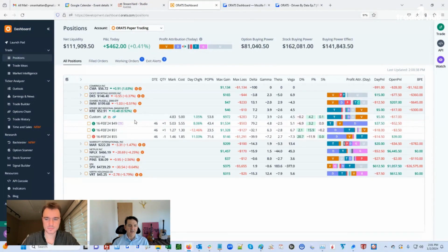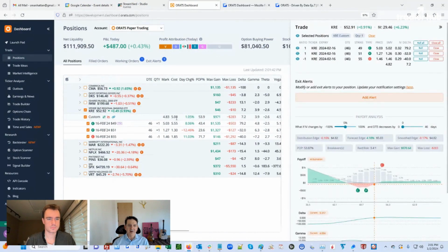All right. So here's KRE. It's in our paper trading. ORATS has paper trading for our dashboard product. All these trades, you should just do paper trading until you understand it very well and formulate your own investment objectives. These are for entertainment purposes. So here's KRE. We put it on for $5, now down to 483.